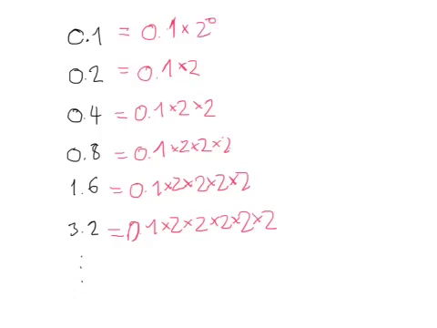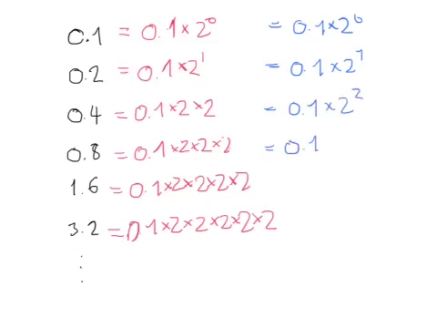Here I'm going to have the next section times 2 to the power of 1. Here really I'm going to have 0.1 times 2 to the power of 2. Let me write this down here in a different color. Here I have 0.1 times 2 to the power of 0. Here I have 0.1 times 2 to the power of 1. Here I have 0.1 times 2 to the power of 2. 0.1 times 2 to the power of 3. 0.1 times 2 to the power of 4, 0.1 times 2 to the power of 5, and this goes on.